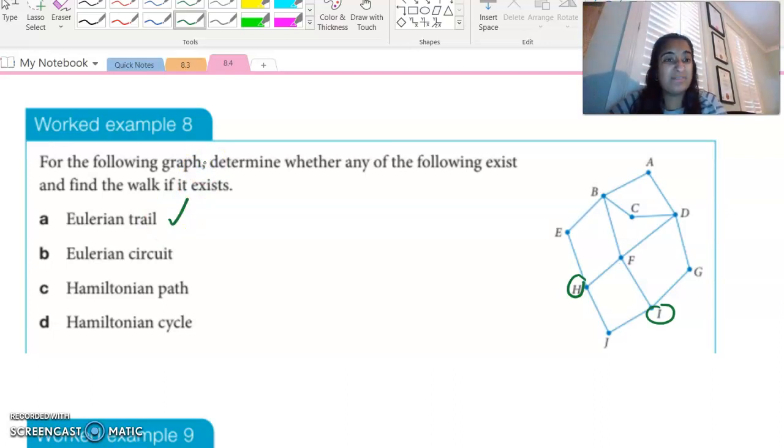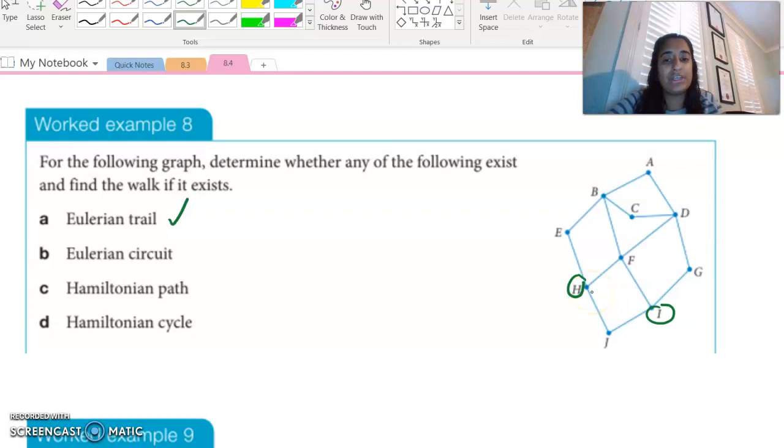There are many examples in which Eulerian trails can exist. But remember, for an Eulerian trail to exist, it's going to start at 1 odd degree vertex, and it has to cross every edge once, to figure this out.